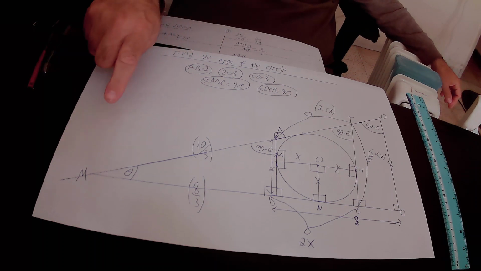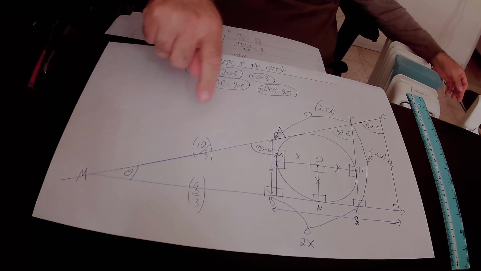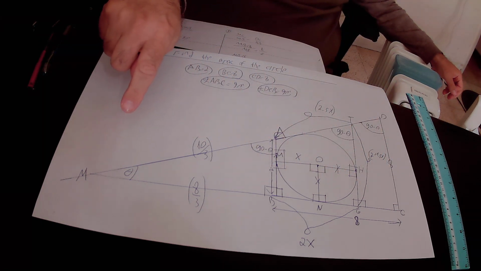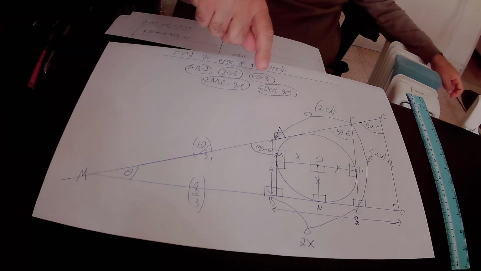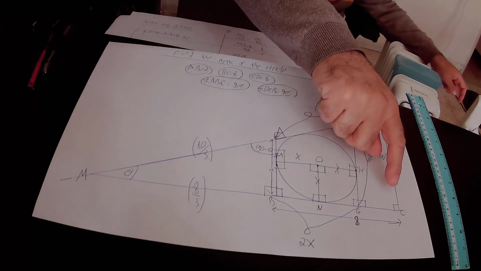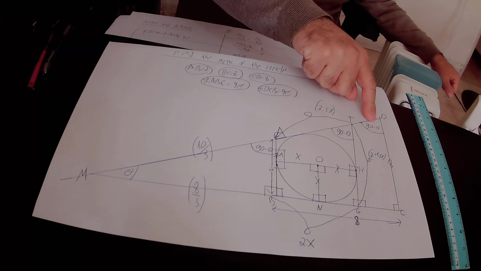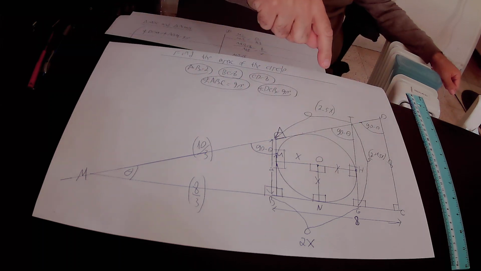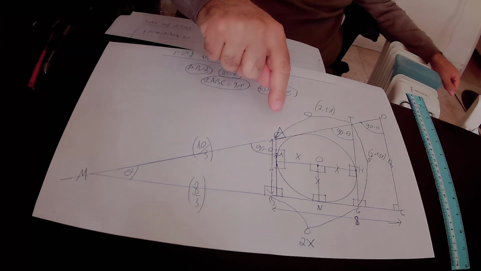We relate to triangle MDC, of course. In triangle MDC, this angle equals theta, and this angle equals 90 degrees. Therefore, the missing angle here equals 90 degrees minus theta. Then we prove that the big triangle DCM is similar to the small right triangle ABM.